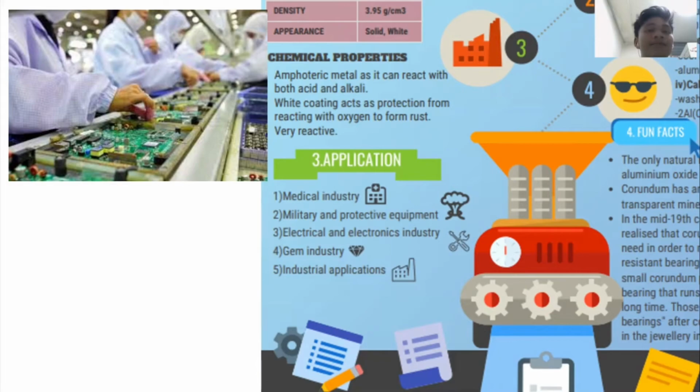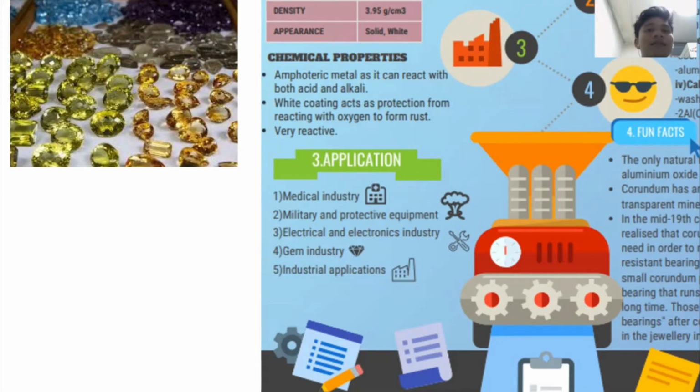Furthermore, another application of aluminum oxide is in the gem industry. Aluminum oxide is a valuable element in the formation of rubies and sapphires. Its crystalline form, corundum, is the best element for these precious gems. Rubies owe their deep red color to chromium impurities, while sapphires get their varying colors from traces of iron and titanium.